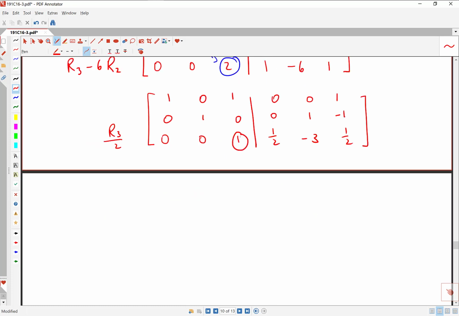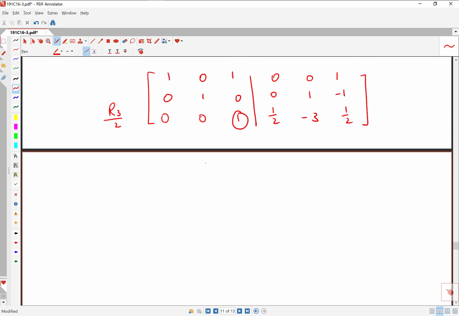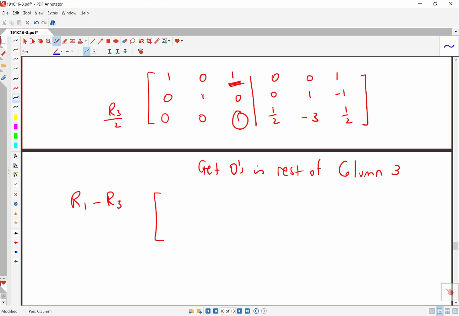So if you like, you can circle that pivot, and then we can get zeros in the rest of column 3. So it's just this 1 in the top right corner here that we need to get rid of. We're going to go row 1 minus row 3, just following the pattern of going current row plus or minus some number times our pivot row. And since it's a positive 1 that we're trying to eliminate, it's minus 1 times our pivot row. So let's do that. Row 1 minus row 3 is going to give us 1, 0, 0.